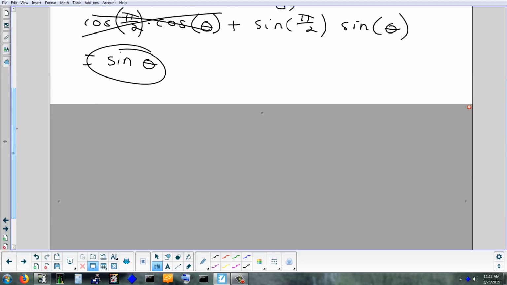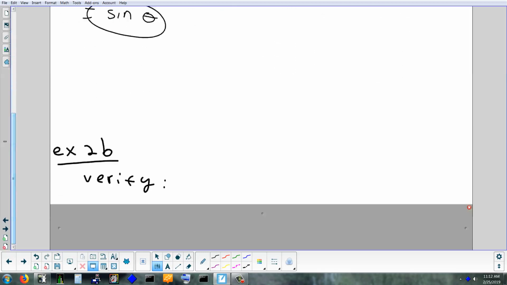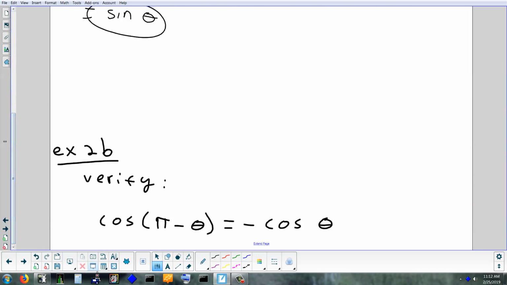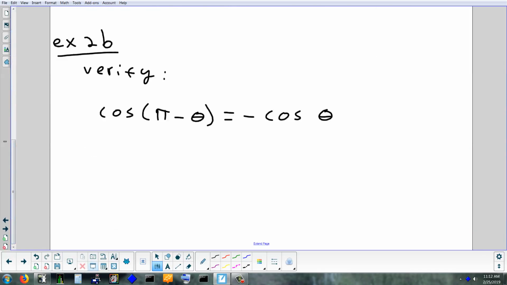Okay, let's try this one. Which side is more complicated here? Yeah, the left, just like last time. And when I ask you what kind of identity it is, I'm looking for you to tell me 2 things. It's a cosine difference identity. Name the trig function, name what's going on inside. Cosine difference. It's the only one I've taught you so far.